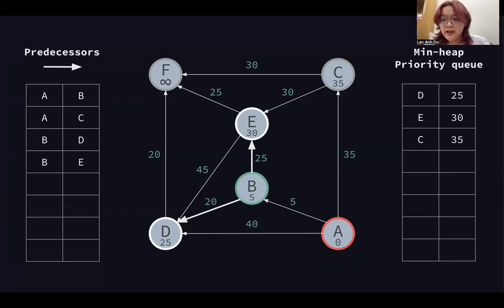Okay, moving on, popping D off the queue. See that, relaxing D and F, update F and its predecessor in the min heap.